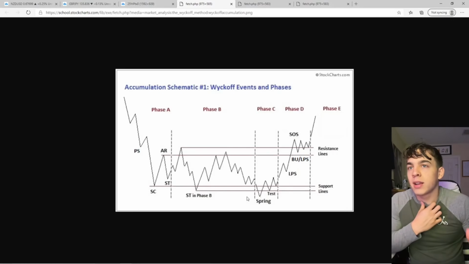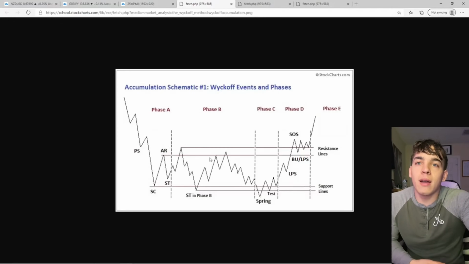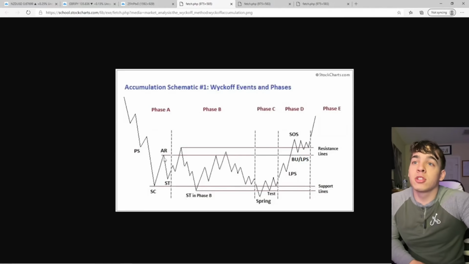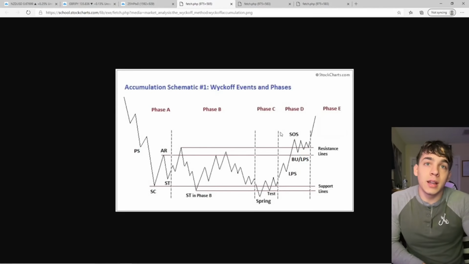In this case, you see how we have 5 phases: phase A, B, C, D, and E. In each one, you have different forms of market structure and different terms. You have your selling climax, automatic rally, secondary test in phase B, spring test, sign of strength. That's pretty much what all of these little acronyms mean.